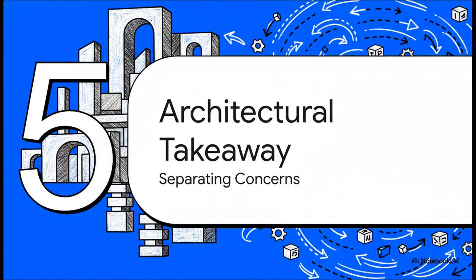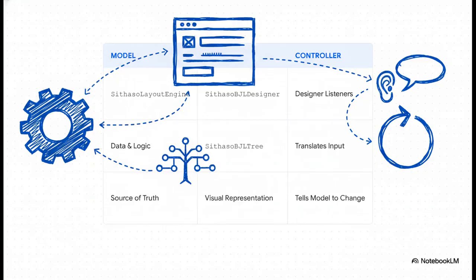So, let's zoom out for a second. We've seen the nuts and bolts, but what's the big architectural takeaway here? What's the powerful idea behind all of this? It really comes down to the power of separating concerns. What we've been looking at this whole time is a classic, beautiful software design pattern called Model View Controller, or MVC. Our engine, that's the model. It's the one and only source of truth for our data. The designer and the tree, those are our views. They're just different ways of looking at the model's data. And the controller, that's the part in the designer that listens for your clicks and key presses and tells the model what to change. Model, view, controller.